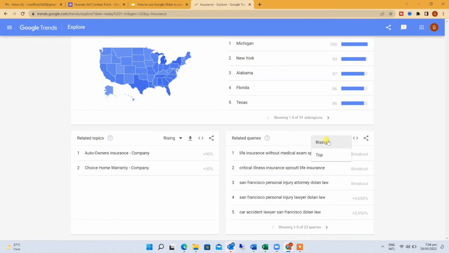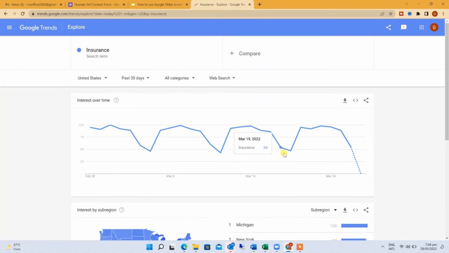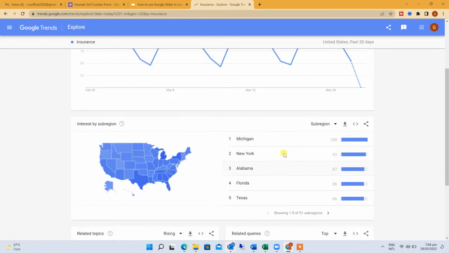And here, if you change from rising to top, you will see that the keywords have changed. Now you can see people are searching for car insurance, life insurance, health, auto and home insurance. So these are basically the sub niches that people are searching for, insurance being the main niche. And in insurance you can see car insurance, life insurance, health, auto and home insurance being the sub niches. So this is how easy it is for you to start writing content.